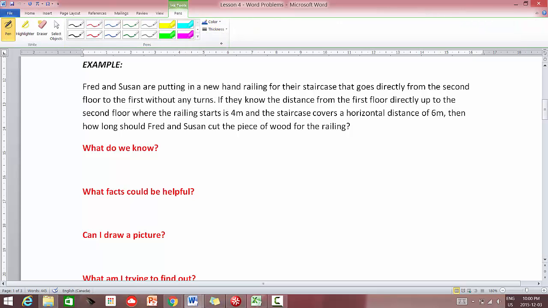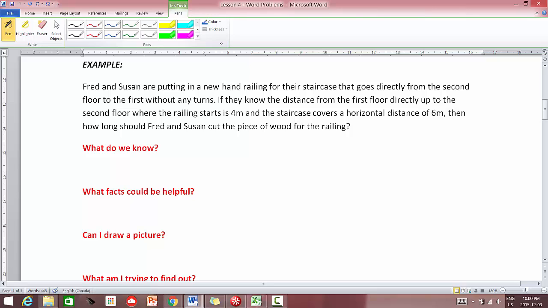So let's read it out. Fred and Susan are putting in a new hand railing for their staircase that goes directly from the second floor to the first without any turns. So it goes straight up and down. If you can visualize that in your head, that'll be a big help. If they know the distance from the first floor directly to the second floor where the railing starts is 4 meters and the staircase covers a horizontal distance of 6 meters, then how long should Fred and Susan cut the piece of wood for the railing?